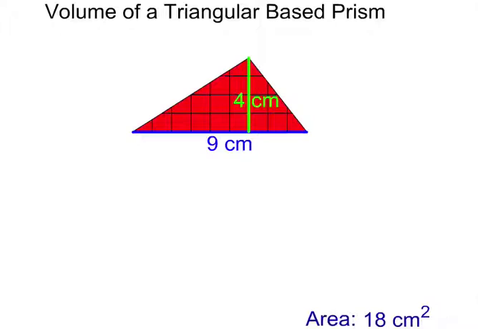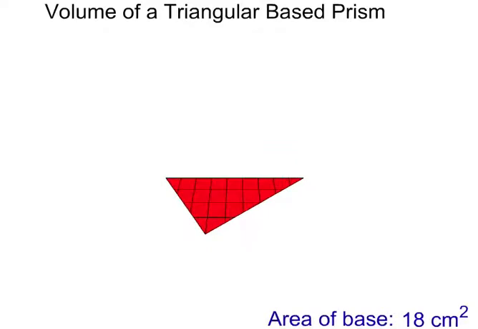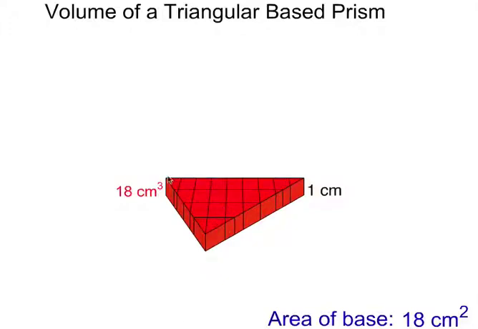Okay, and now let's pretend this is the bottom of a prism. So we're looking at the bottom of the prism, like this. We have the area of the base is 18 centimeters squared. And if we looked at a 1 centimeter thick section of that prism, what we'd be looking at is 18 centimeters cubed, right?